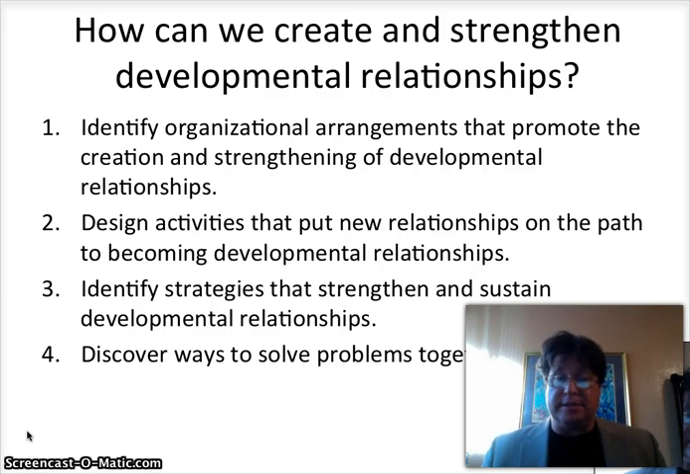But since they knew I was teaching this course and they knew I'm interested in teacher-student relationships and how we can improve them, a lot of those kids wrote very deeply and very maturely about the relationships they've had with teachers in the past. Third, identify strategies that strengthen and sustain developmental relationships.